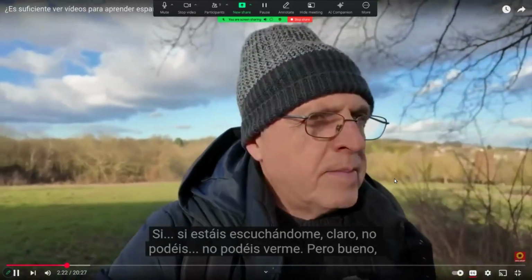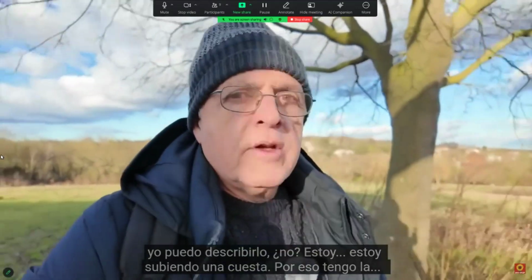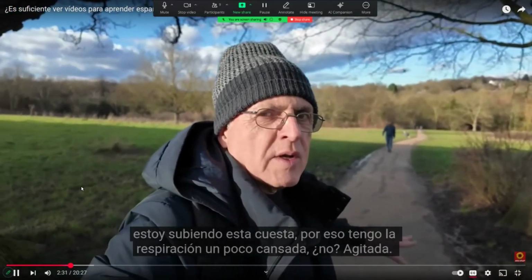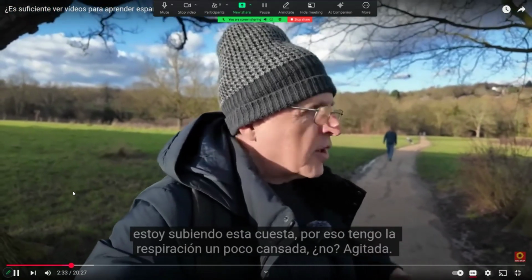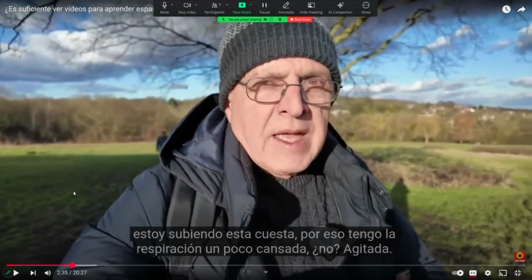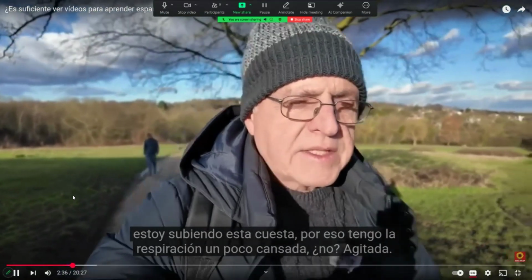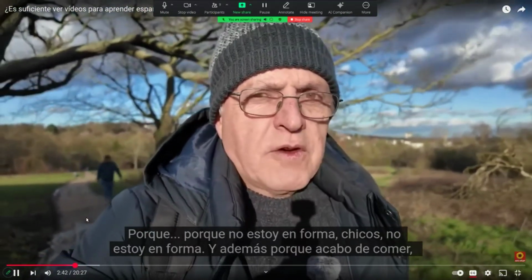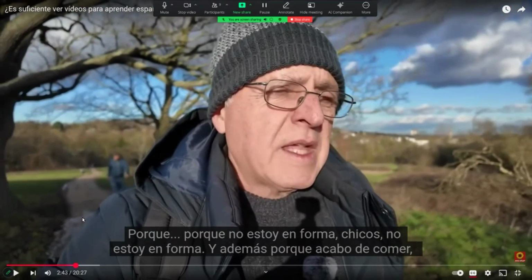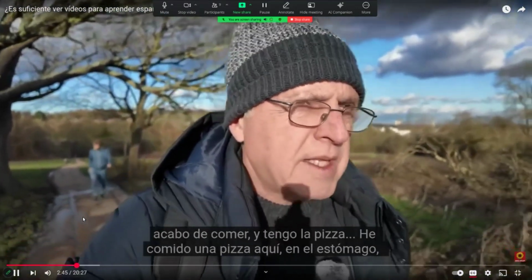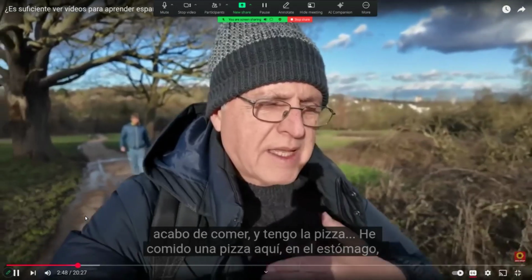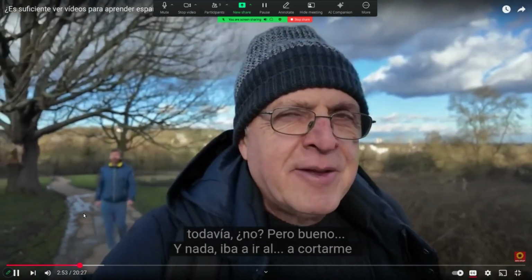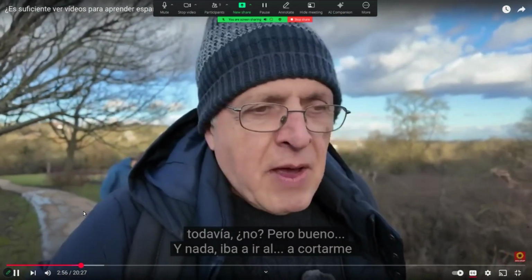Y bueno, claro, no podéis verme, pero yo puedo describirlo, ¿no? You guys can't see me. Estoy subiendo una cuesta, por eso tengo... estoy subiendo esta cuesta. I'm going up a slope, I'm going uphill. Por eso tengo la respiración un poco cansada, ¿no? Agitada. My breathing is hard, labored, porque no estoy en forma, chicos, no estoy en forma. Because I'm not in shape, guys. Y además porque acabo de comer. I just ate. Tengo la pizza, he comido una pizza aquí. I just had a pizza, and I've got it sitting there in my stomach todavía, ¿no?